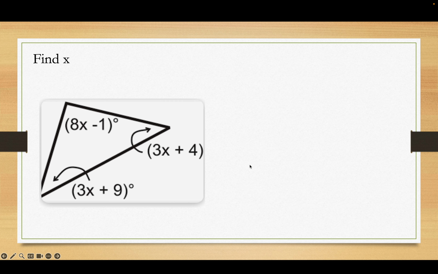Okay, so we did some with basic arithmetic. Now we're going to, bam, as Emerald would say, kick it up a notch, bam! Find the value of x. And what you know here is that these three angles must add up to 180 degrees because they're the three angles of a triangle. Go ahead.